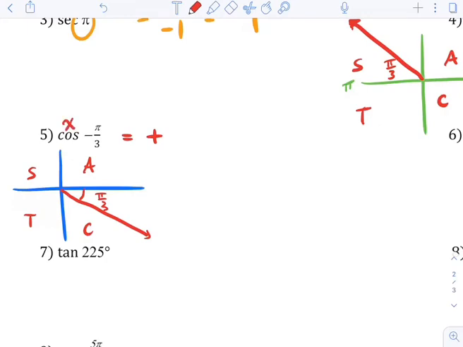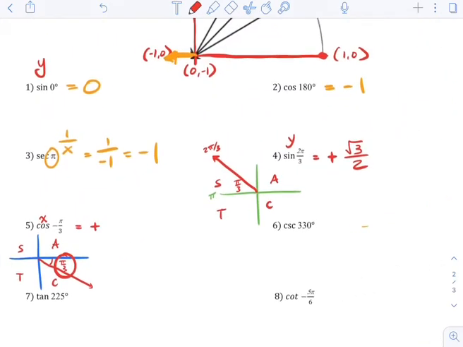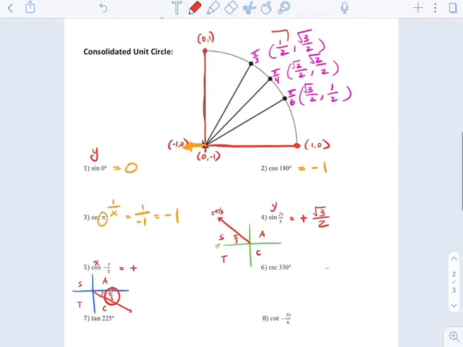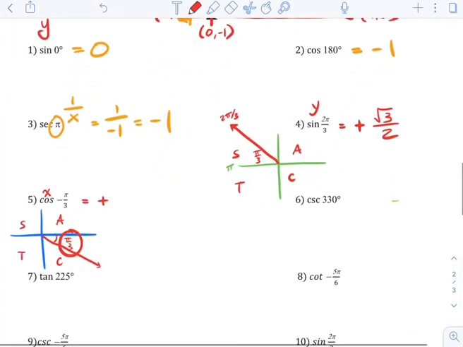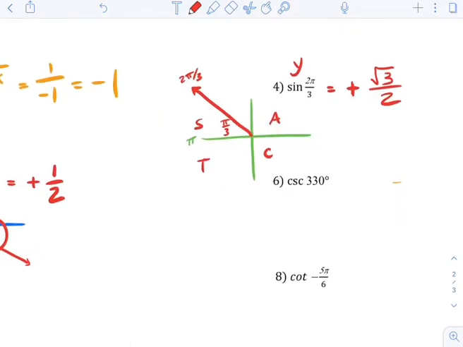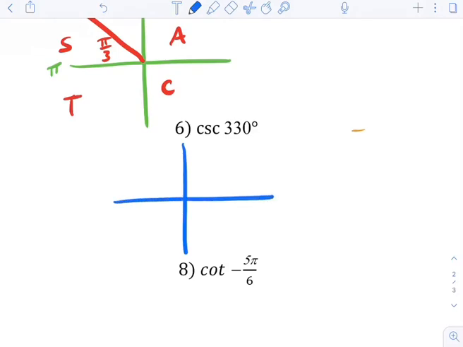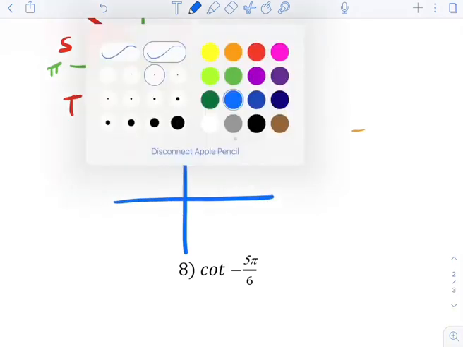Cos, I'm looking for the x values of pi over 3. So I'm going to go up to my consolidated circle. I'm going to find pi over 3, and the x value is 1 over 2. So this is positive 1 over 2. That's it. That's how we get our exact values. Same thing. You're going to see it kind of gets repetitive. If you get the idea, you can skip it. But I'll continue for those of you still interested.